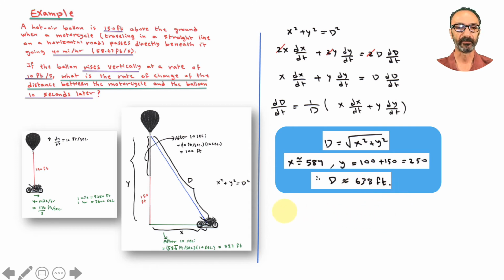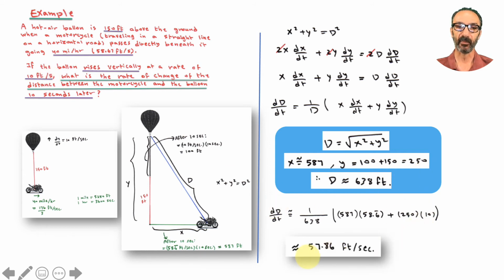Back to the problem. We're almost done. This goes here for d. We know x, which is 587. We know how fast the motorcycle is traveling. We know y, which is 250. We know how fast y changes, increasing at 10 feet per second. Right here. Do the math, and I get approximately 57.86 feet per second. All right.